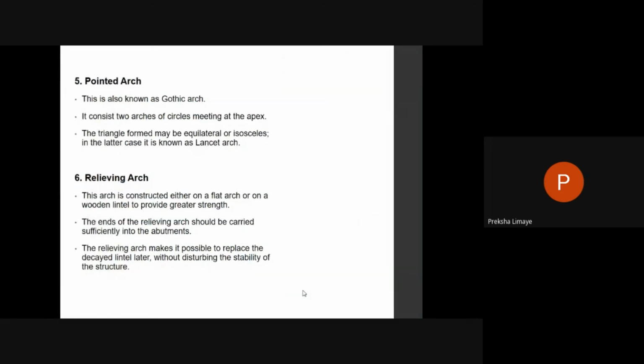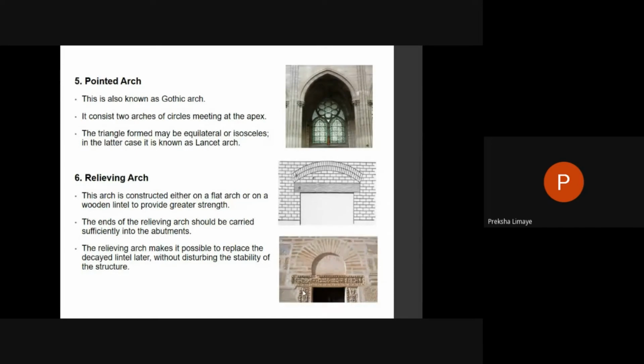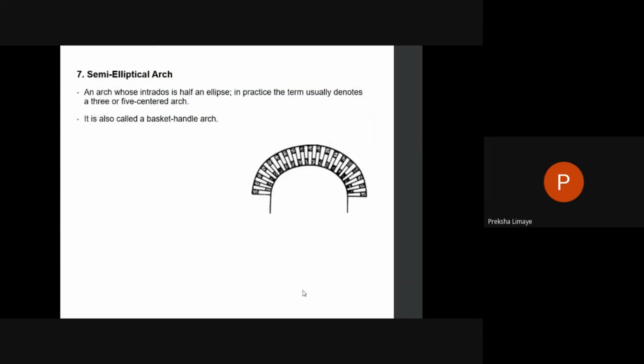Pointed arch. It is also known as Gothic arch. It consists of two arcs of circles meeting at the apex. The triangle formed may be equilateral or isosceles. In the latter case, it is known as lanceted arch. Relieving arch. This arch is constructed either on the flat arch or on a wooden lintel to provide greater strength. The ends of the relieving arch should be carried sufficiently into the abutments. The relieving arch makes it possible to replace the decayed lintel without disturbing the stability of the structure.